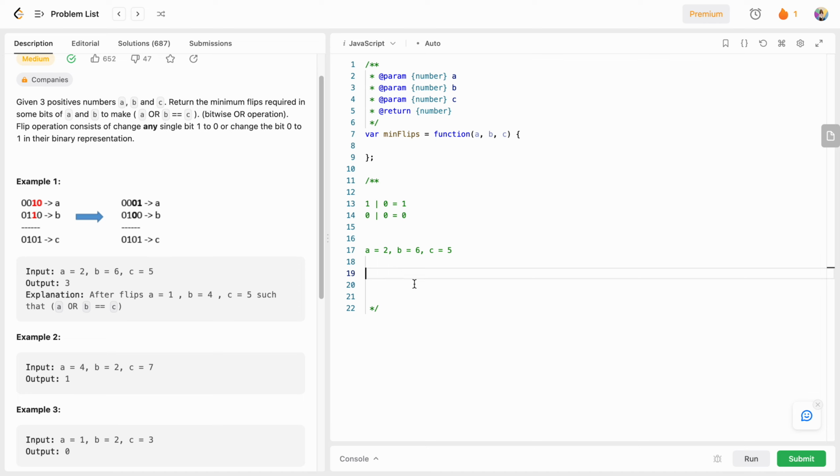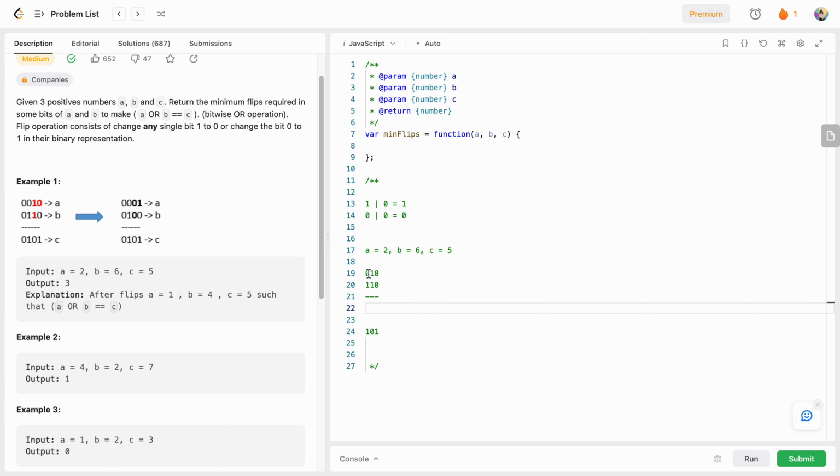All right, so now let's check this example and see how we could solve this problem. What's 2? 2 is 0 1 0. What's 6? It's 1 1 0. And what's 5? It's 1 0 1. So we need the value of 5 when we take the bitwise OR of these two values. But are we getting 5 when we do the bitwise operation of these two values?